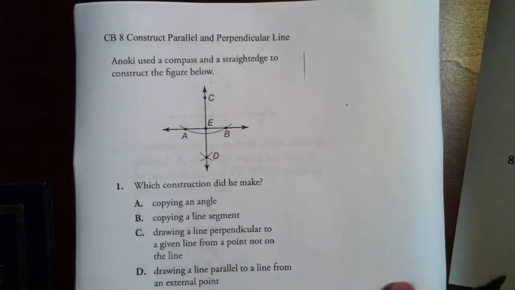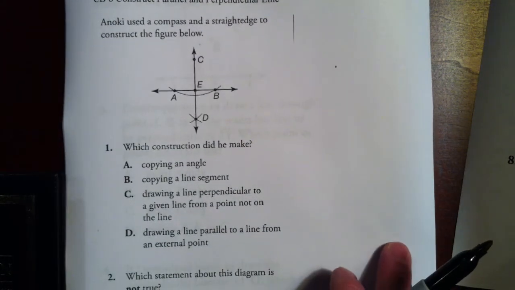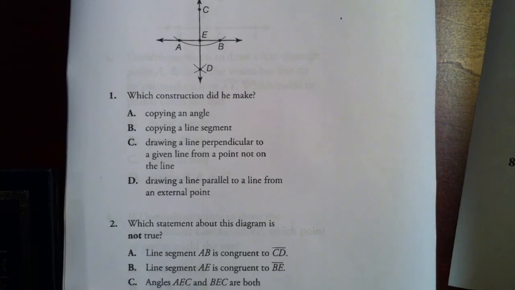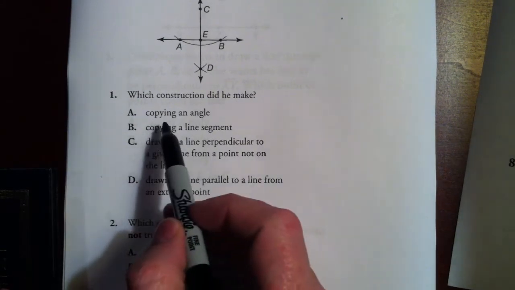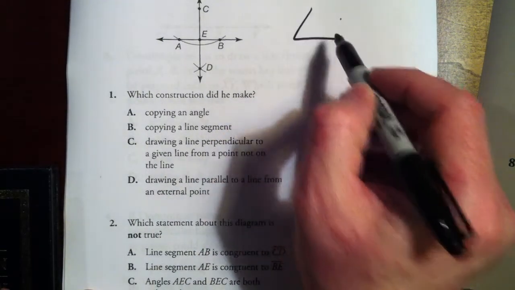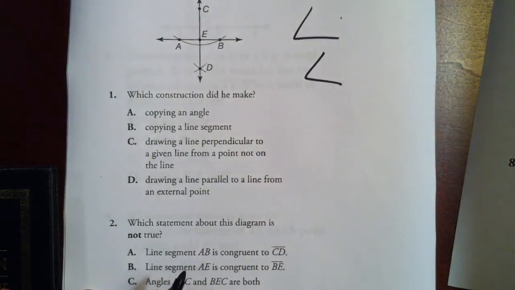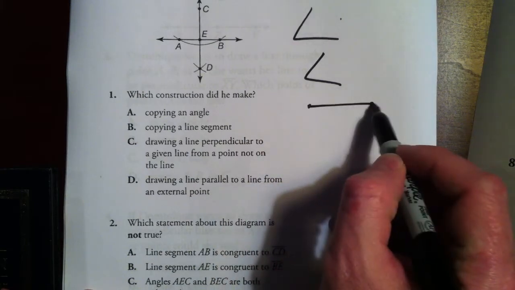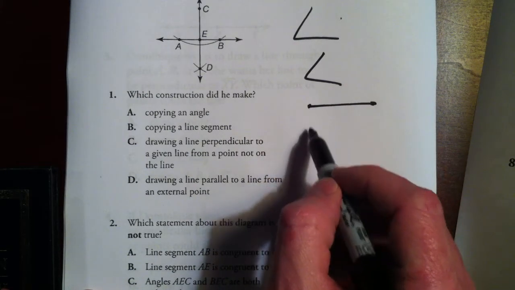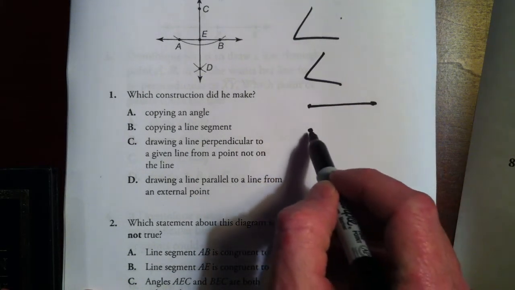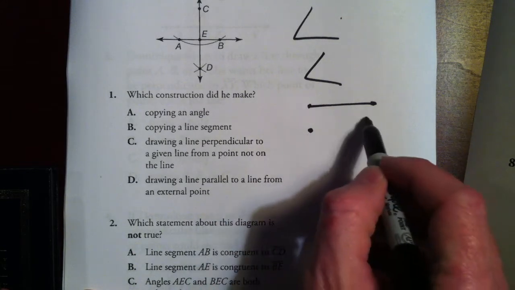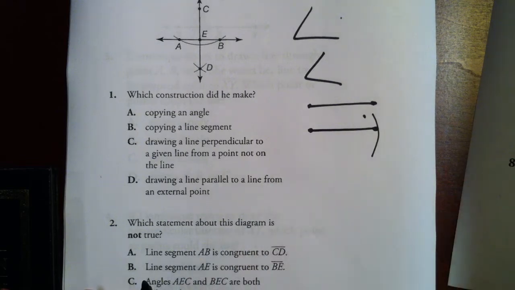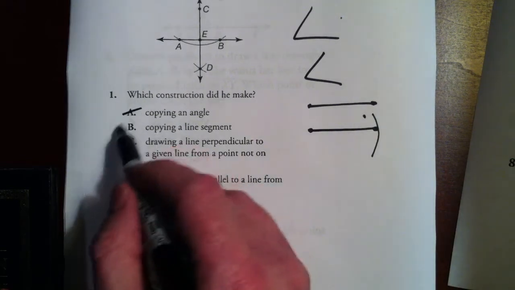Okay, now, which construction did he make? Was he copying an angle? Well, if he was copying an angle, we'd have something like this. Okay. Was he copying a line segment? Well, if we were copying a line segment, that would look something like this. We would measure with our compass. We'd put a point here, and we would draw an arc out here with the same measure and try to get a line segment there. Okay, so I don't think that's a choice either.